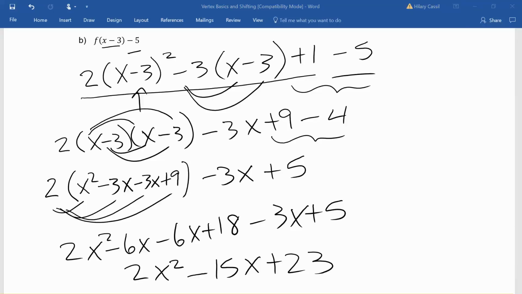And lastly, we will discuss the transformations that took place. So replacing x with x minus 3 is going to give us that shift to the right 3 units. Having this minus 5 is going to shift our function down 5 units.